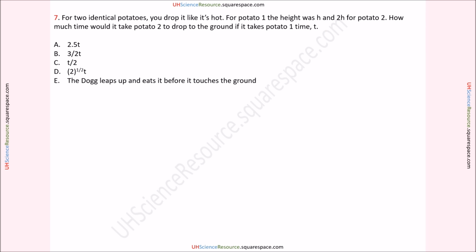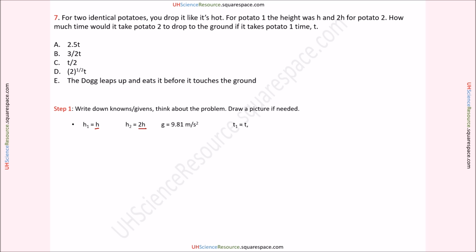This is question number 7. It says, for 2 identical potatoes, you drop it like it's hot. For potato 1, the height was h, and 2h for potato 2. How much time would it take for potato 2 to drop to the ground if it takes potato 1 time t? So let's first write down what we're given. We're told that the height for potato 1 is h, and the height for potato 2 is twice that, so it's going to be 2h.